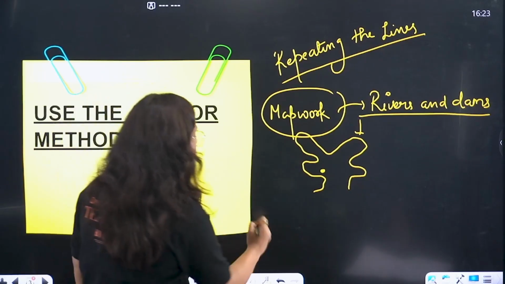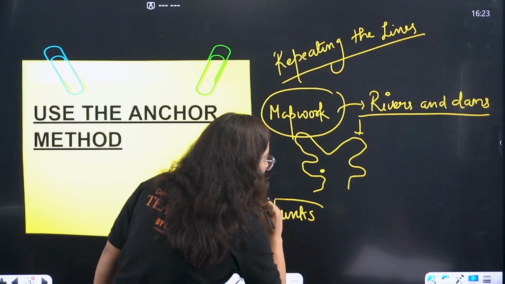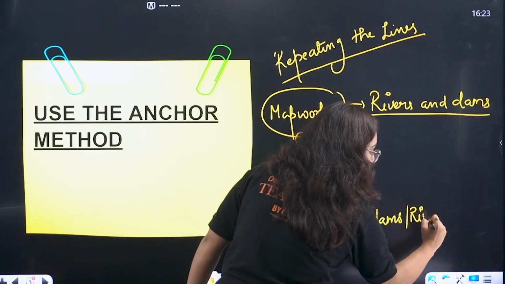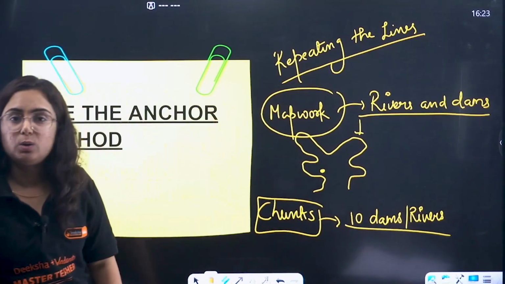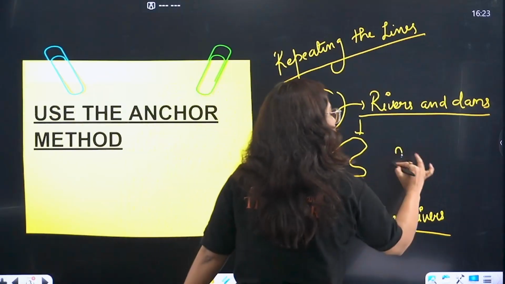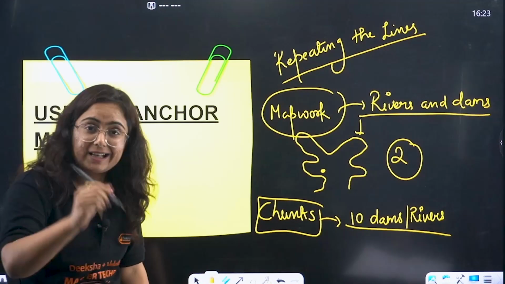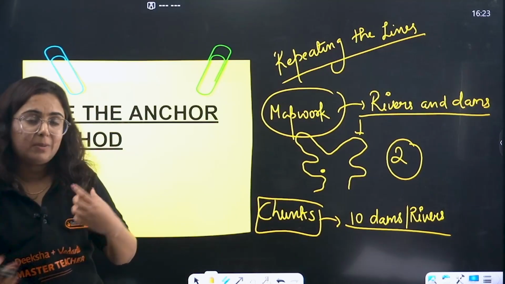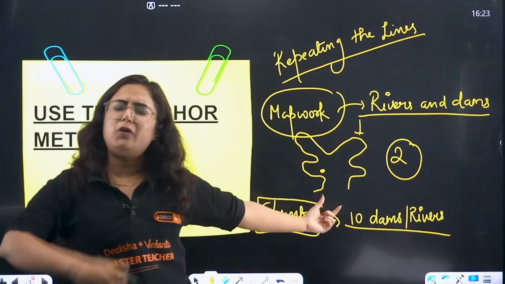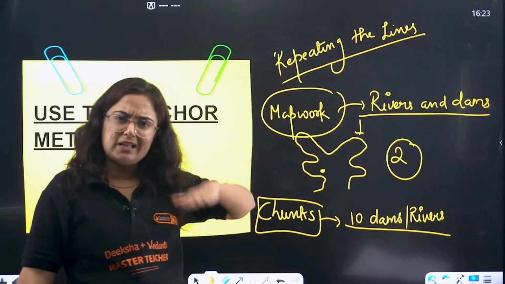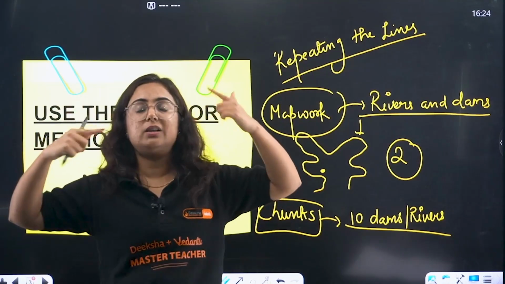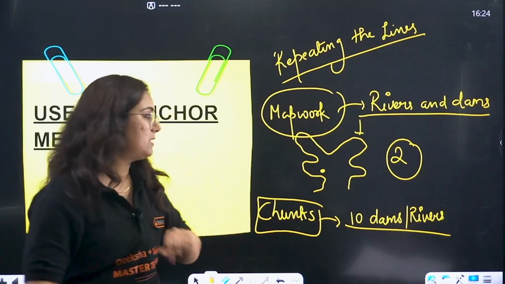I will suggest you divide the map work into chunks. For example, there are 10 dams that are built over the rivers. Do not go and do everything collectively. Just do 2 of them in one sitting, mark them on the map, use the anchor method, remember any film story regarding that place or anything like that, and then you will remember it forever. Then after an hour, when you are about to study something, you see those 2 locations and quit trying to remember them again and again. This is the method you need to follow.